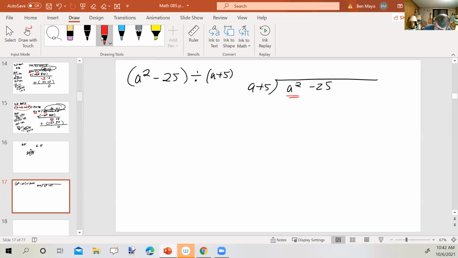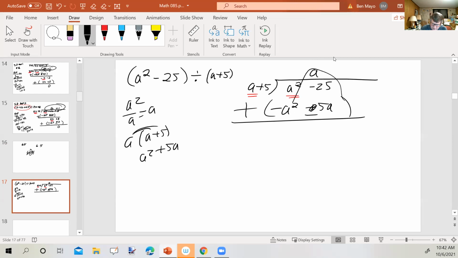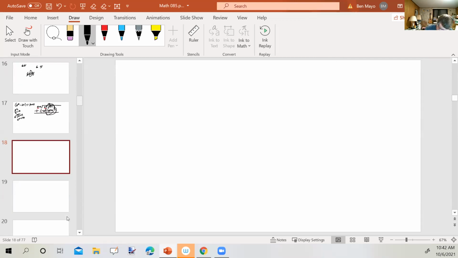So we're going to take the leading term inside divided by the leading term outside. A squared divided by a is a. Let's just put that up here somewhere. And then we've got a times a plus 5, which is a squared plus 5a. Subtract that quantity from above, change it to addition of the opposite. A squared plus negative a squared. Oh, we have a problem here because these aren't like terms, are they? They don't line up. So what we're going to do to fix this is we're going to go back.